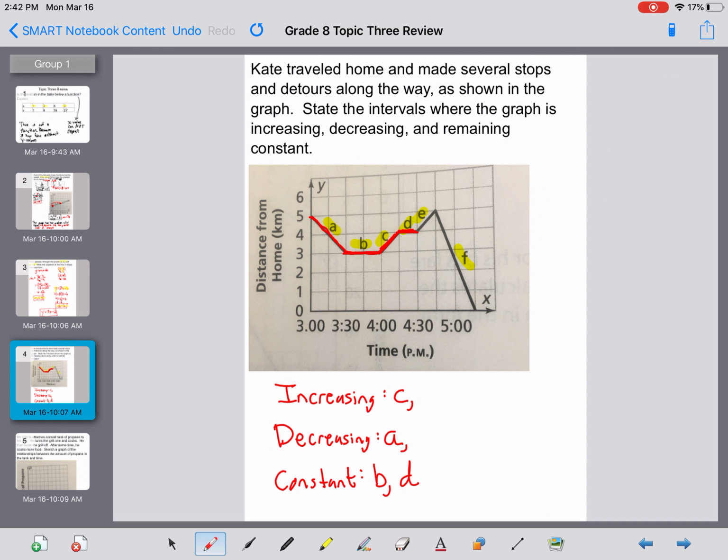At interval E, she's going farther away from home because her graph is going up from left to right, so her interval is increasing as well. And then at interval F, it is decreasing from left to right, and it is going all the way down to 0, which is home, so she is back home. So at that interval F, her distance is decreasing.